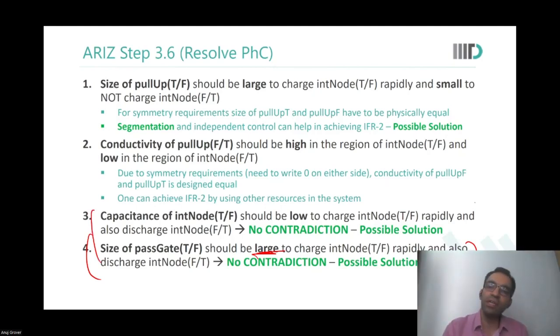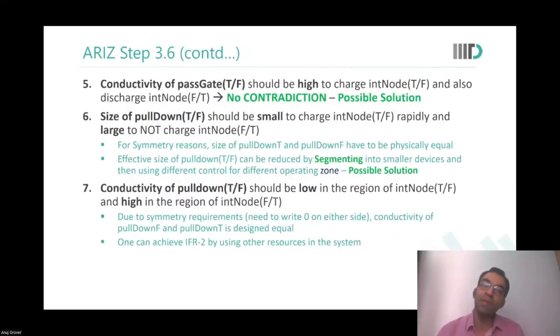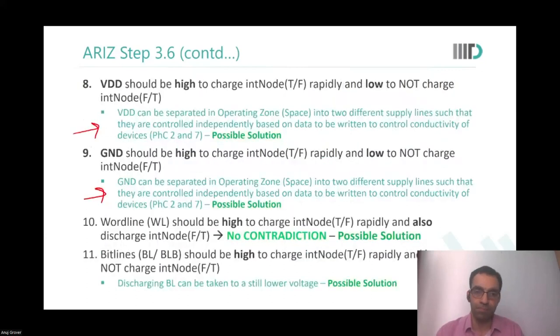Capacitance of int node T and F should be small. I want to keep it small. This is a possible solution, but how do I keep it small? This is a parasitic capacitance only. There is nothing that I could do. This was not really a solution. So there was no contradiction here. This appeared to be a solution, but this was not really a solution. So many could be fake, but finally, because there are so many possible solutions there, you could arrive at something really meaningful and interesting, finally.